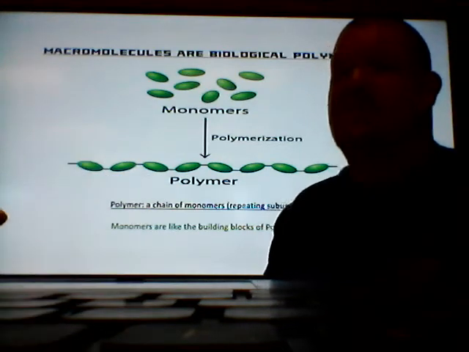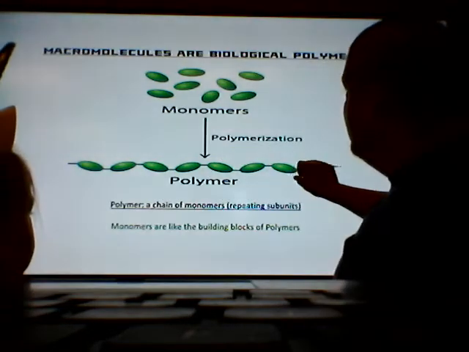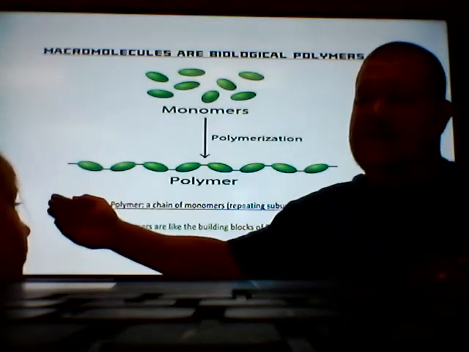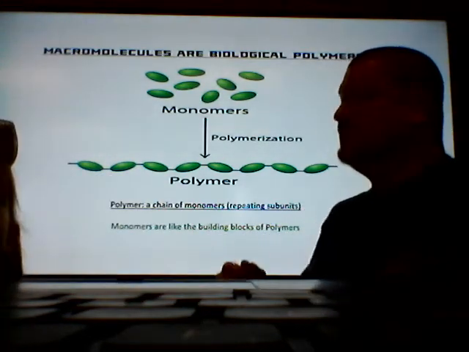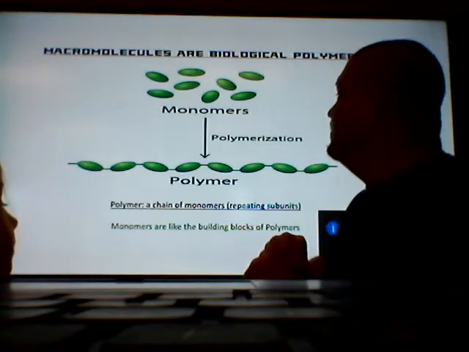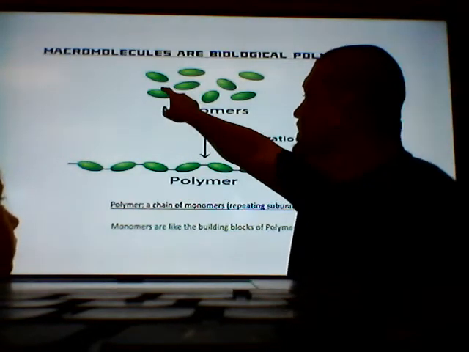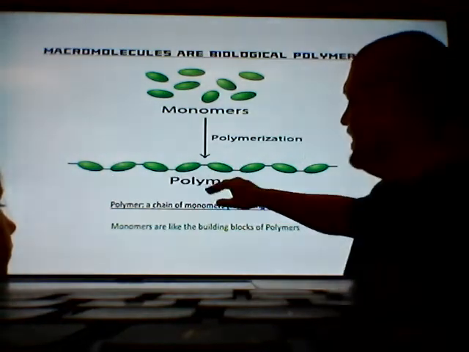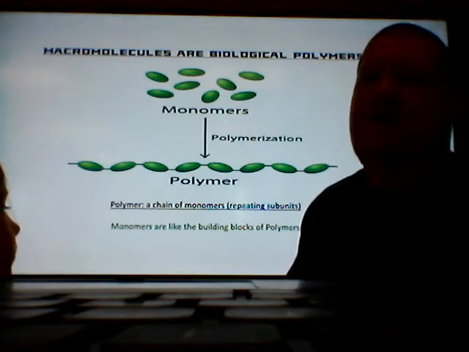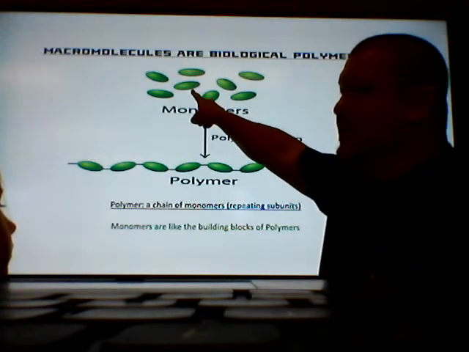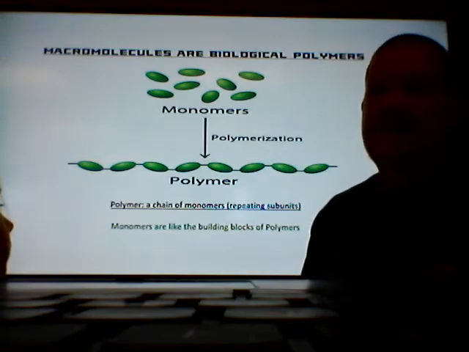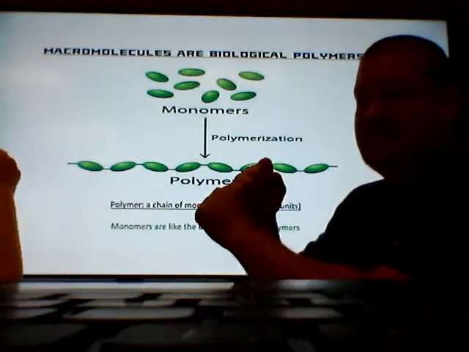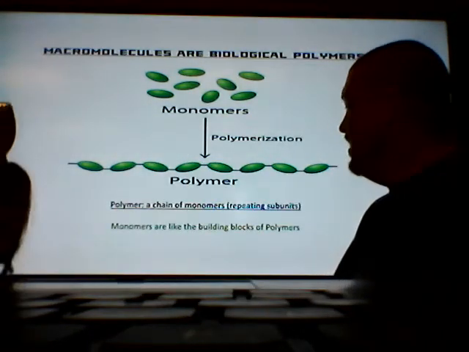So this is a polymer, right? Macromolecules are biological polymers. A polymer is a long chain molecule made of repeating units, and those repeating units are called monomers. Each one of these little green ovals is a monomer. If we string them together into this long chain, it becomes a polymer. Mono meaning one, poly meaning many. So take a monomer, add another monomer, add another one, and so on and so forth, and you get a polymer.